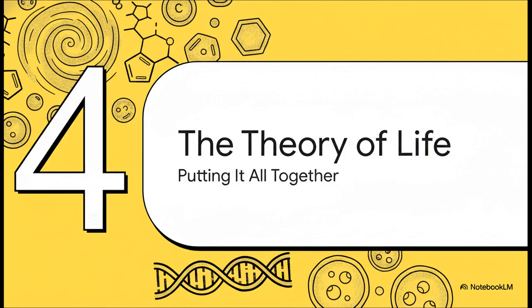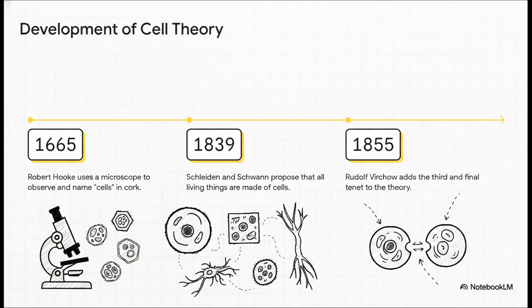And when scientists started to piece these ideas together, it led to the single most foundational theory in all of biology. So after Hooke's discovery, it actually took almost 200 years before 2 other scientists, Schleiden and Schwann, proposed that all living things, not just cork, are made of cells, and that the cell is the basic unit of life. But there is still one piece missing. Where do new cells come from?